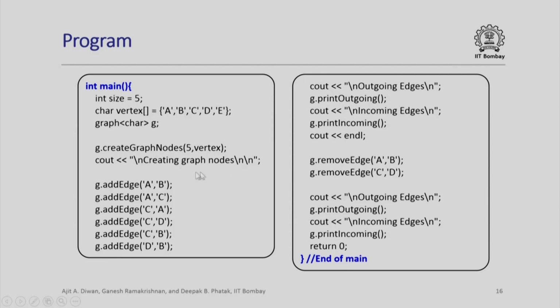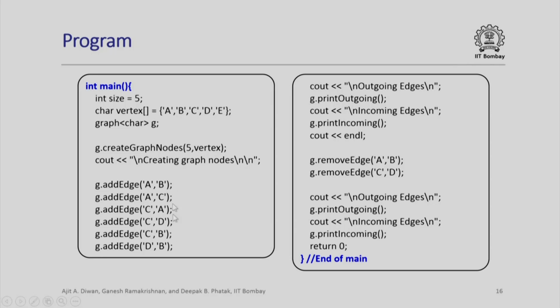The main program is now written very simply. In this case, we are not showing a demonstration of a very large graph. We are showing a graph which has only 5 vertices A, B, C, D and E. We define the graph as G. We create the 5 nodes. Now we have to define the edges. We are simply defining all the edges as they come explicitly by using G.addEdge.